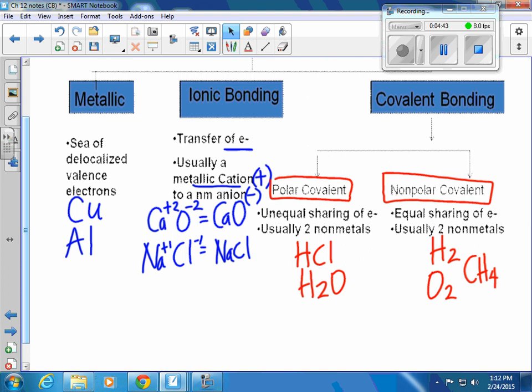So the biggest thing you need to figure out between these is what type of element you have. So here I have plain old metal. For ionic, I have a metal plus a non-metal. And then over here I have two non-metals, just for clearly identifying.